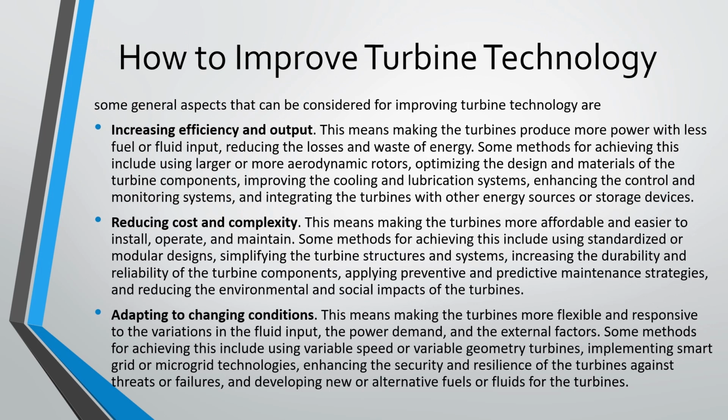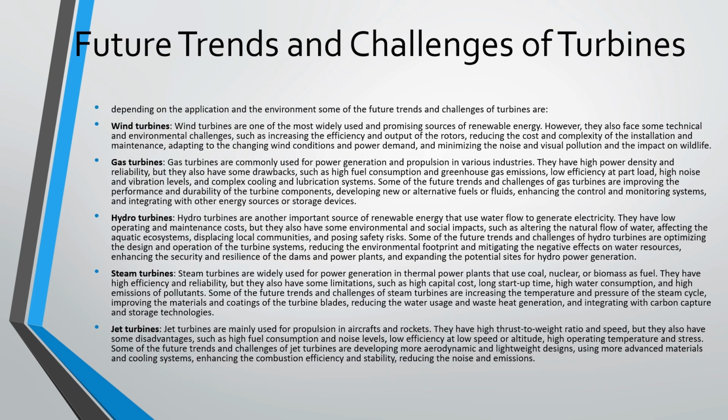Gas turbines. Gas turbines are commonly used for power generation and propulsion in various industries. They have high power density and reliability, but they also have some drawbacks, such as high fuel consumption and greenhouse gas emissions, low efficiency at part load, high noise and vibration levels, and complex cooling and lubrication systems.